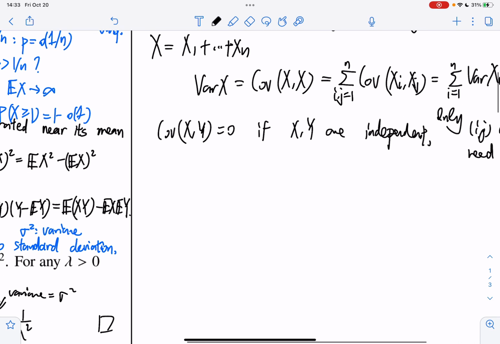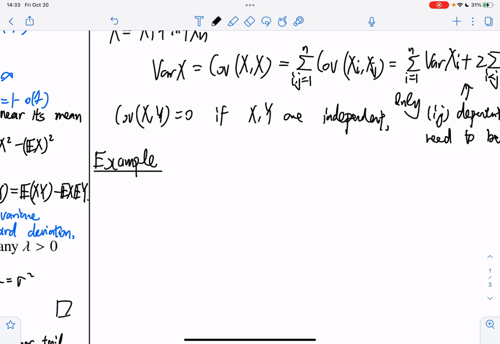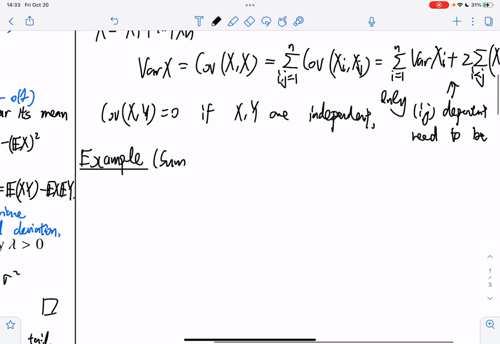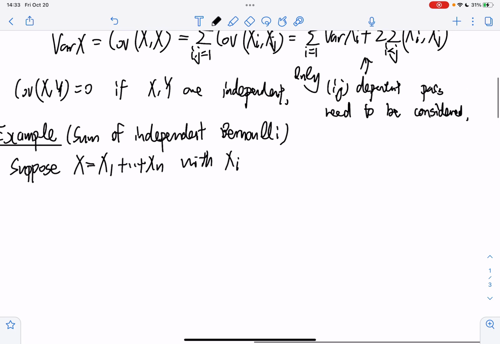And let's give an example. We'll give an example of a sum of independent Bernoulli variables. Suppose that X is the sum of random variables, with each X_i being an independent Bernoulli random variable.